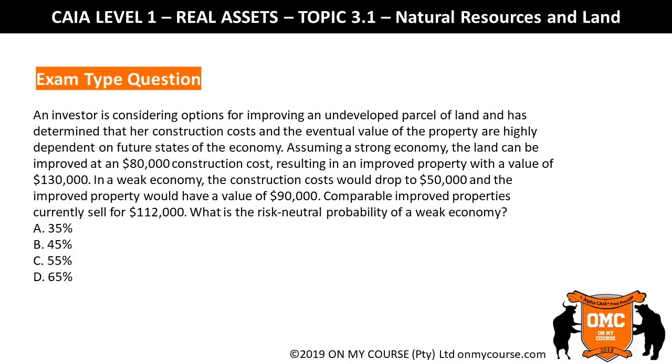An investor is considering options for improving an underdeveloped parcel of land and has determined that her construction cost and the eventual value of the property are highly dependent on future states of the economy. Assuming a strong economy, the land can be improved at an $80,000 construction cost, resulting in an improved property with a value of $130,000. In a weak economy, the construction costs would drop to $50,000, and the improved property would have a value of $90,000. Comparable improved properties currently sell for $112,000. So what is the risk-neutral probability of a weak economy? Go on, use that formula that we looked at before, and see if you can answer this question.